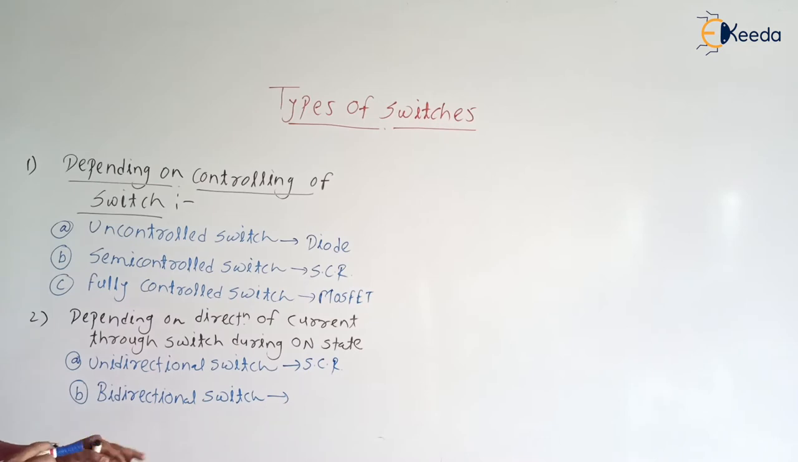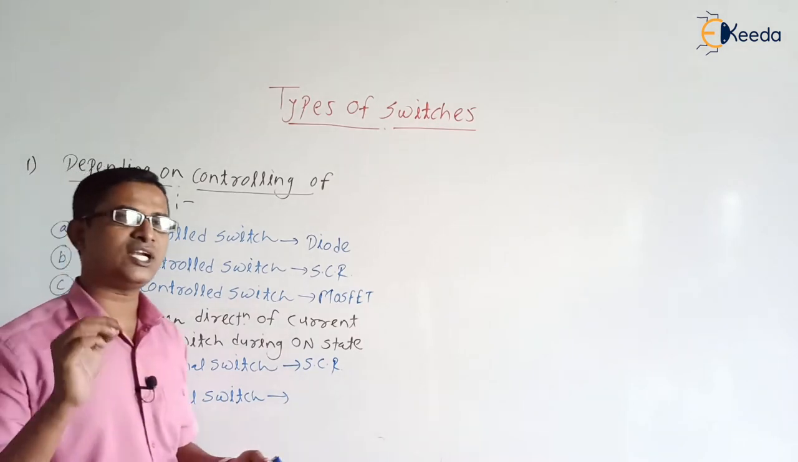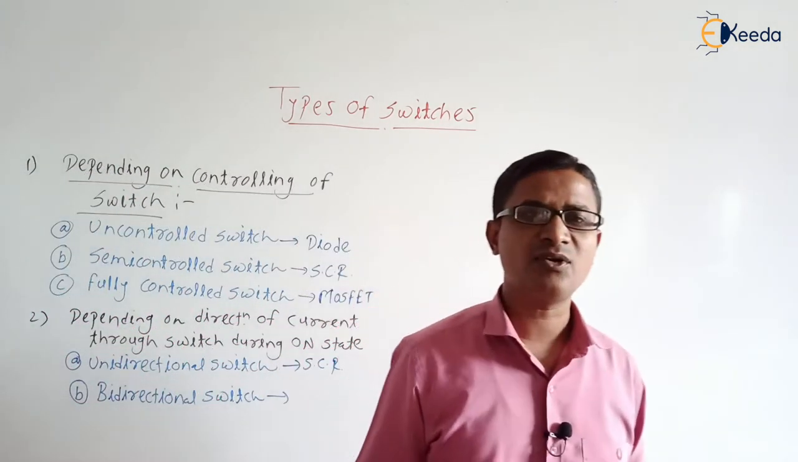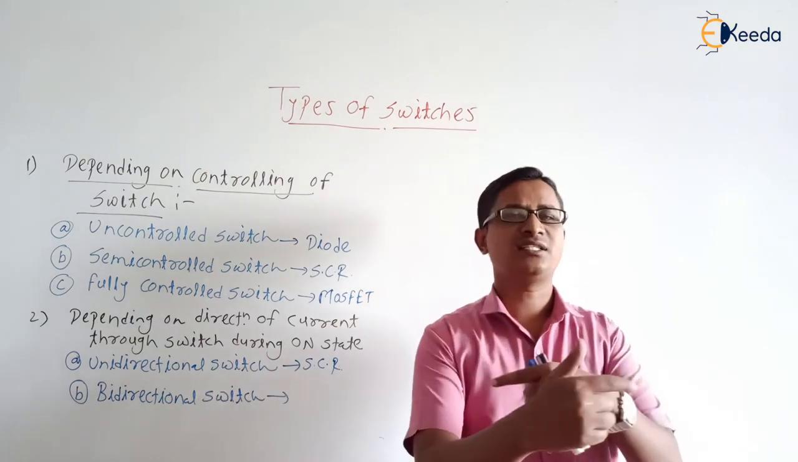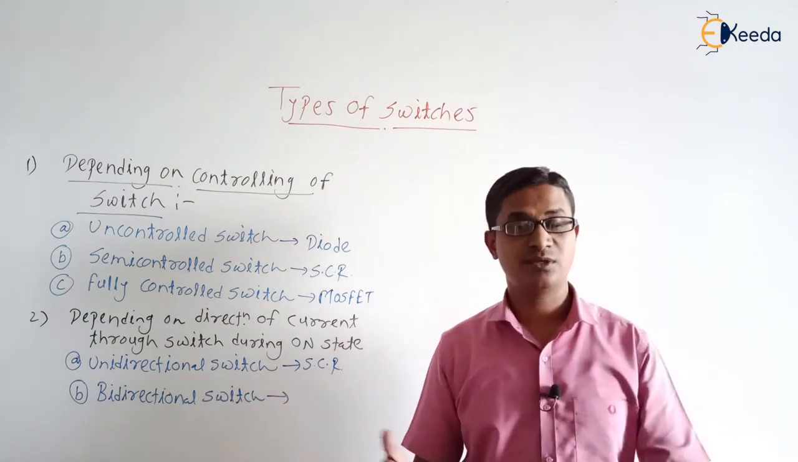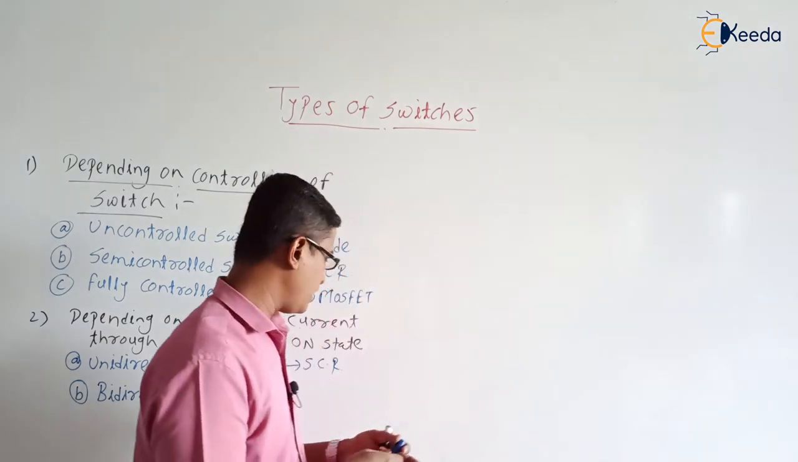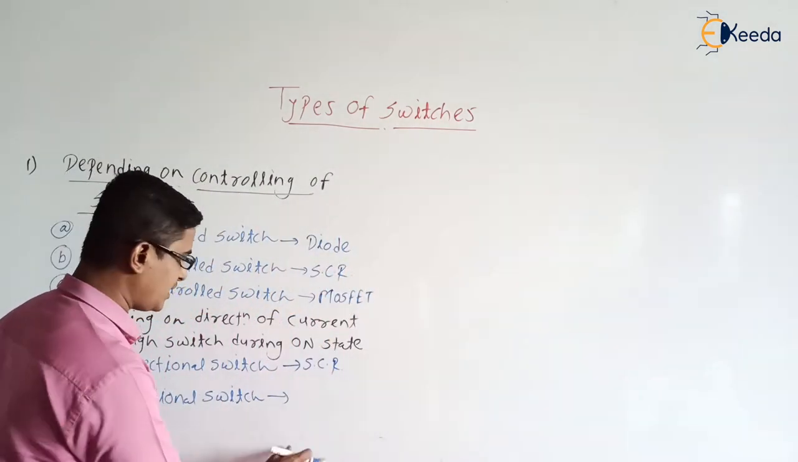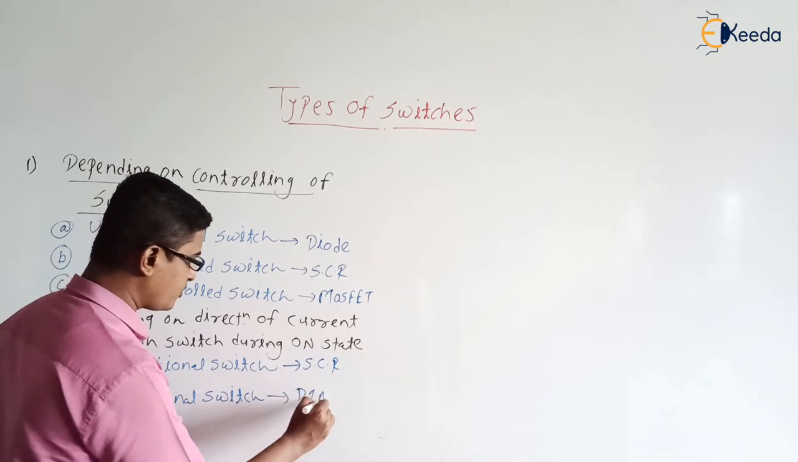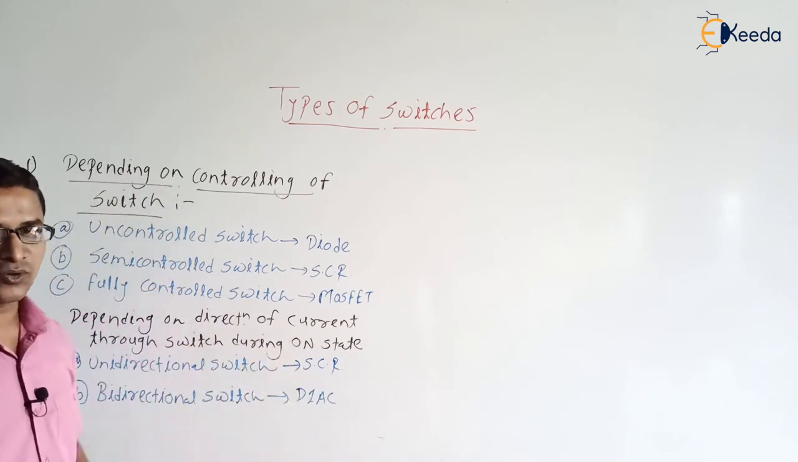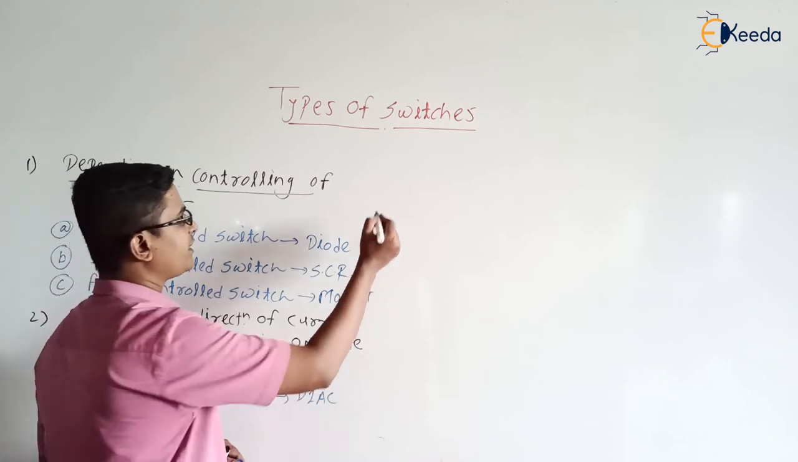Next, the bidirectional switch. The switch is said to be bidirectional if it allows the current in both the directions, that is forward as well as reverse, positive as well as negative, during its on state. Example of the bidirectional switch: we have the diac, we have the triac, etc. These are the examples of the bidirectional switch.